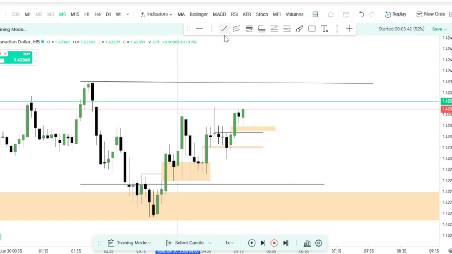You can see price took this low and tapped into that FVG, and closed above. This is now an order block for me.